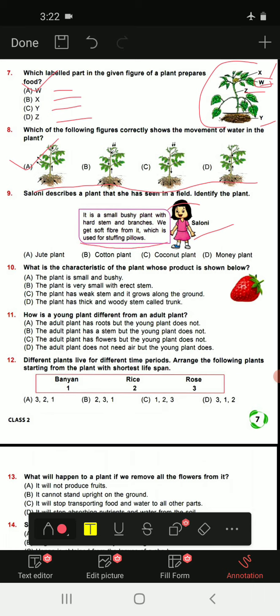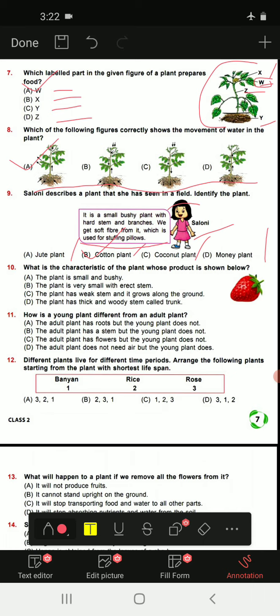Option A is jute plant. Option B is cotton plant. Option C is coconut plant. And option D is money plant. So which option is correct? Option B, that is cotton plant.